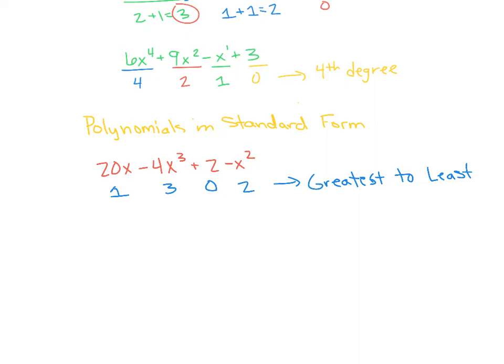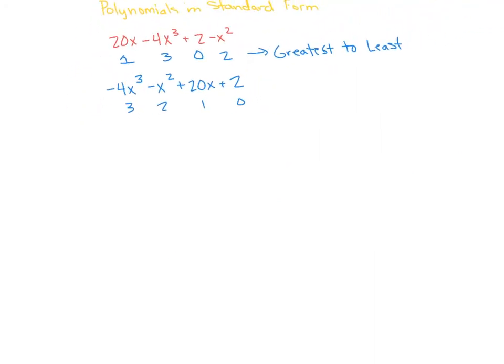So greatest would be negative 4x cubed minus x squared plus 20x plus 2. Because then if you look at your degrees, you have 3, 2, 1, 0. So they're written in order from greatest to least.